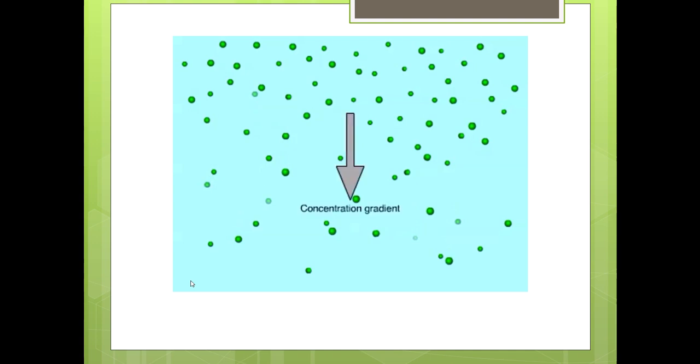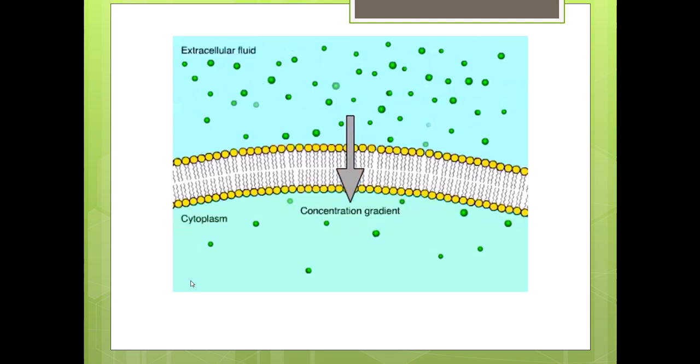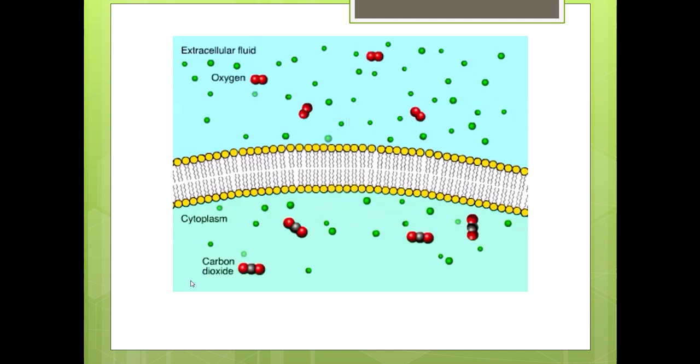Diffusion is the tendency for particles of any kind to spread out from where they are more concentrated to where they are less concentrated. This process can also be described as molecules moving down their concentration gradient. Diffusion across the biological membrane is called passive transport, since the cell expends no energy to move the molecules. Oxygen and carbon dioxide molecules move into and out of cells by passive transport.